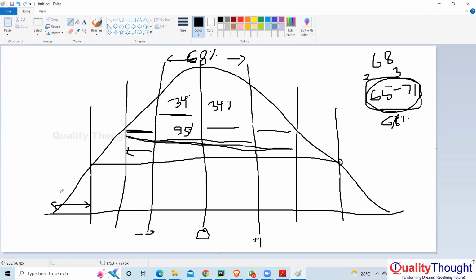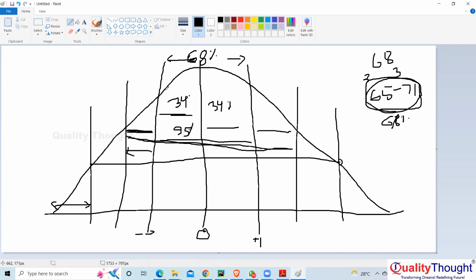100 minus 99.7 is 0.3. 0.3 by 2 is 0.15. So this is your 0.15%. So the advantage is this. That's why, when you talk about sigma, most of the time we stop at 3 sigma.